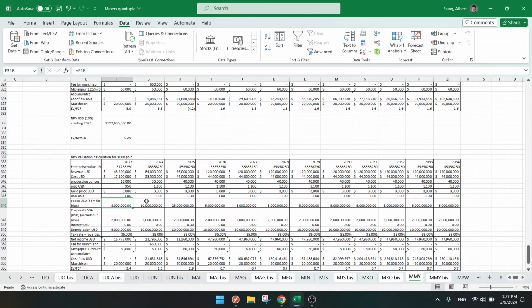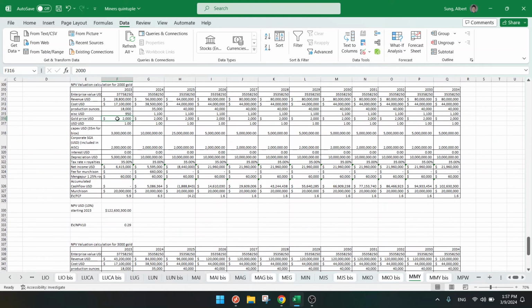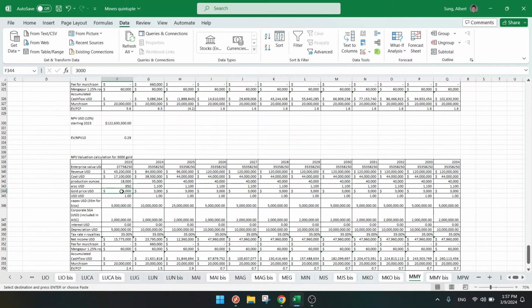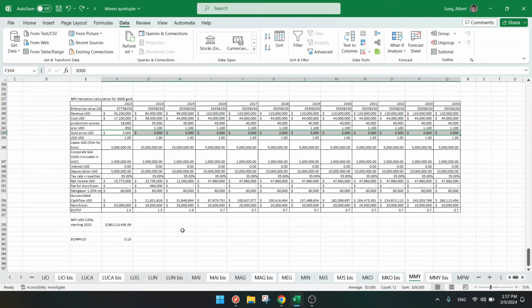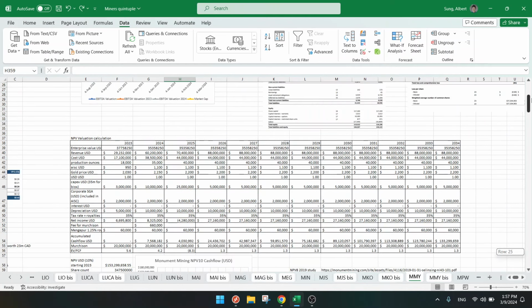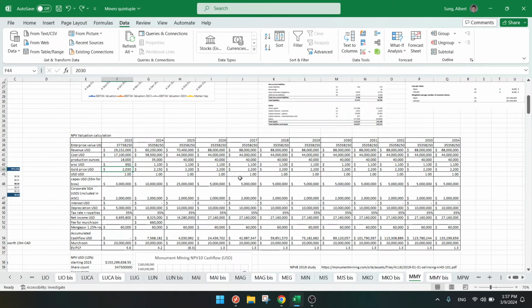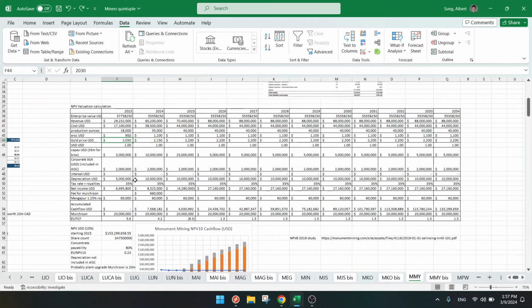If we use 2000 gold here, it should be the same, 0.29. Let's check. Yes, 0.29. So it works. One last check if we do the same here. 2000 gold. Yeah, 0.29, so it works out.